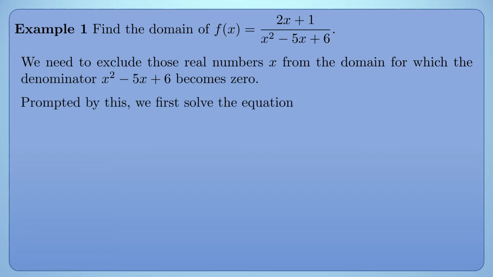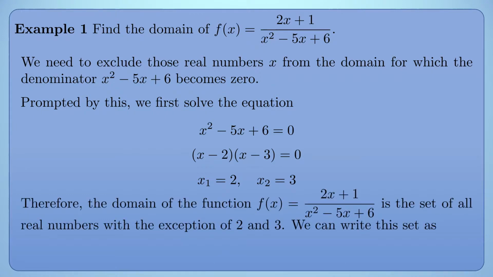Prompted by this, we solve first the equation that asks when is x squared minus 5x plus 6 equal to 0. This can be easily solved once we recognize that the left-hand side can be factored as x minus 2 times x minus 3, and then setting that equal to 0 leads to 2 solutions, x1 equal to 2 and x2 equal to 3. So we conclude that the domain of our given function f is the set of all real numbers with the exception of 2 and 3, as those 2 numbers lead to zeros in the denominator of the function.